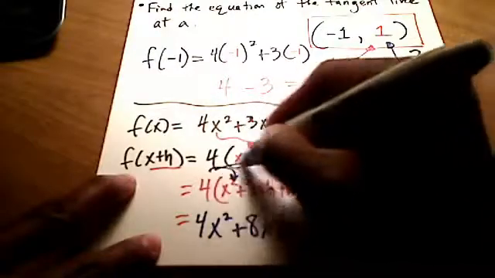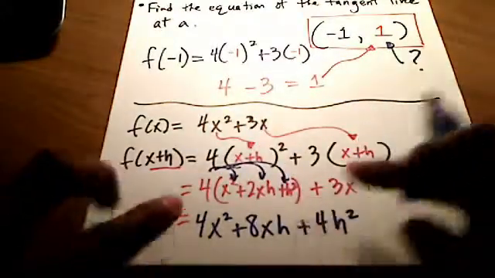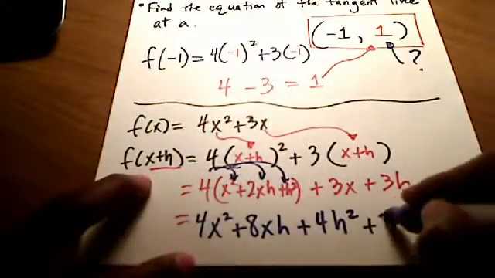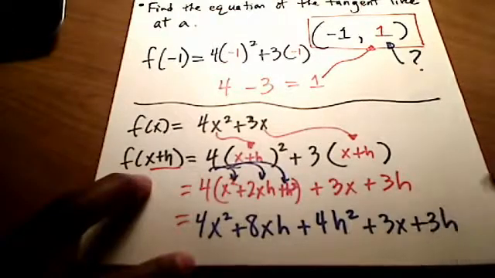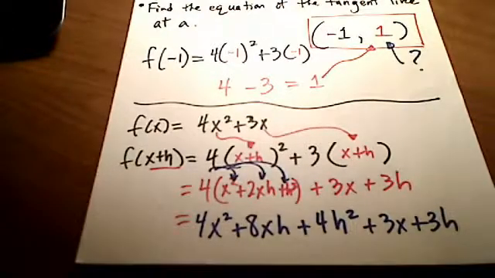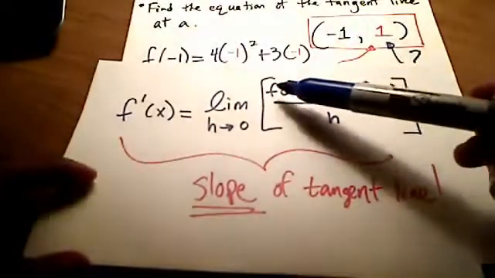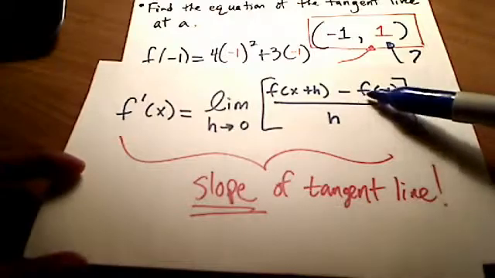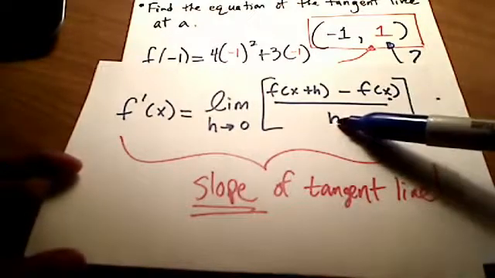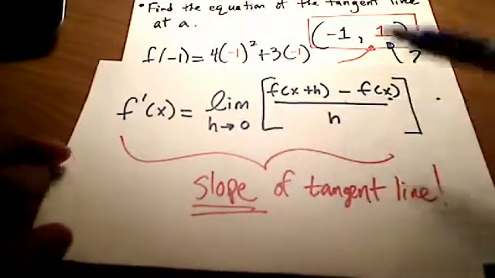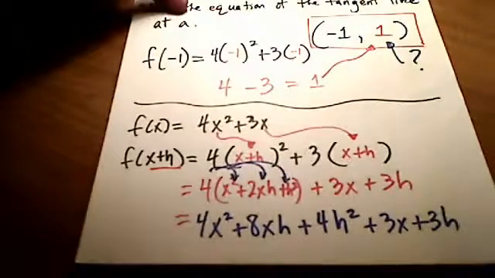So that takes care of this distribution right here. And then plus, don't forget, 3x plus 3h. Wow, that's huge, right? But I think I've got everybody now. I've got all the players that I need for this difference quotient. I know what my f of x plus h is. I know what my f of x is. And I now have my h. I'm just going to eventually try to plug in 0 for h.